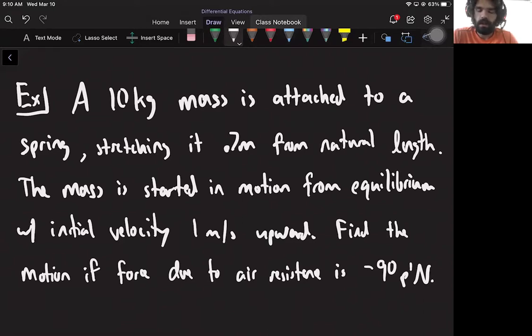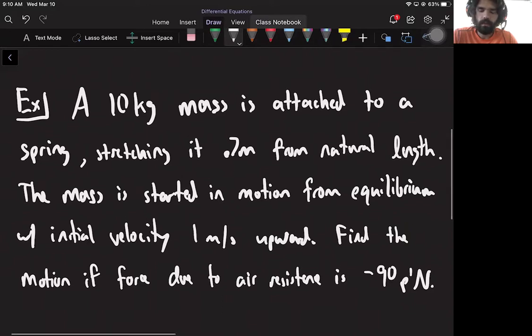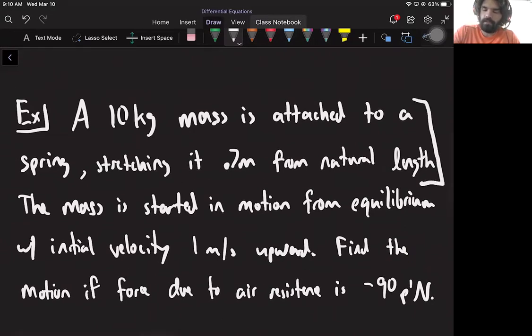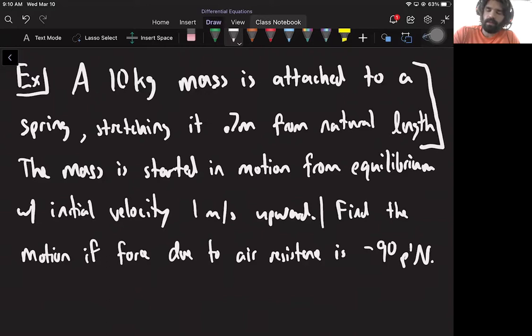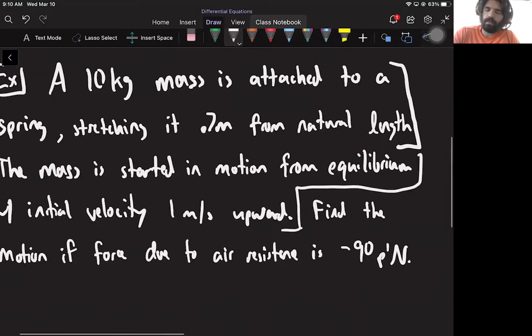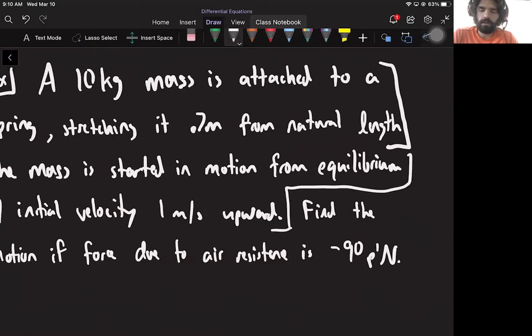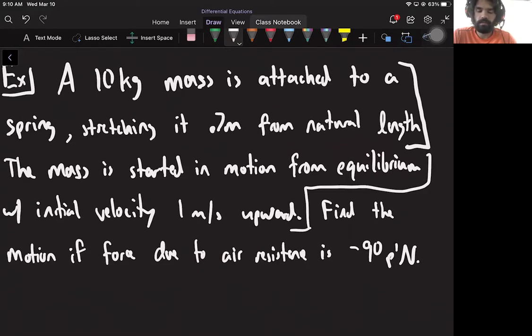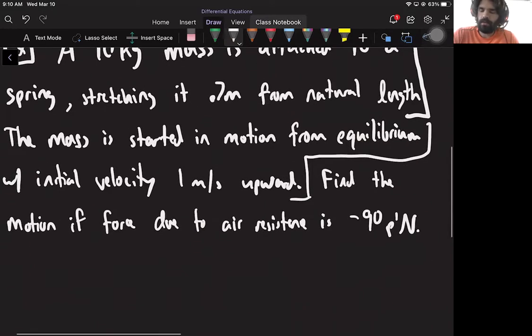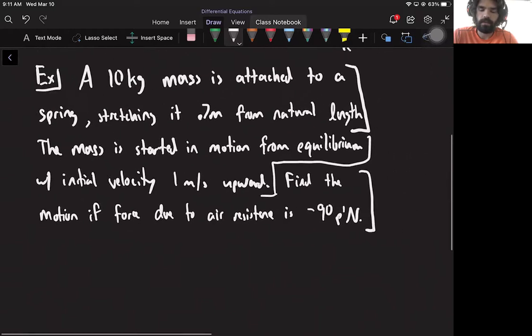All right, so how do we get started? Well, this is going to tell us K because it's telling us a force is stretching it from natural length, and we can use that to determine K. This is going to be telling us our initial conditions because it's saying how the motion will get started. And then air resistance, luckily we don't have to figure anything out, it's just given to us right there. Okay, so how do we get started?